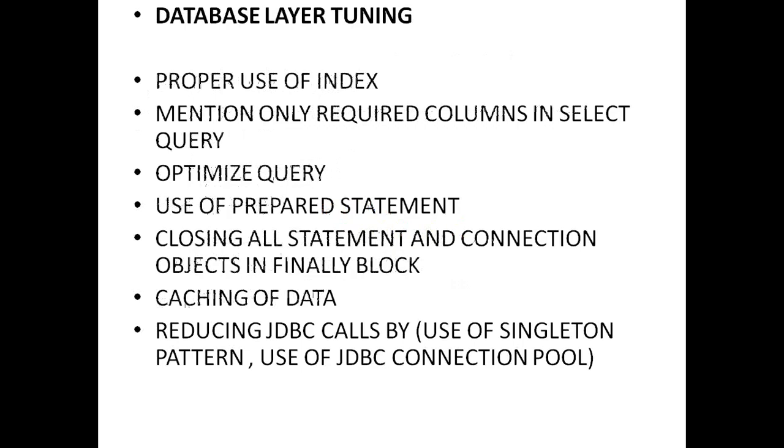Now, database layer tuning. In every application, we have a DAO layer, the data access object layer. Whether I am using Hibernate, Spring JDBC, or plain JDBC, there are some thumb rules where you can always tune your database layer. Whenever you are using any select query or a Hibernate query, try to mention only the required columns. We have a bad habit of using select star from table. Don't use star. Use the columns which you really want to fetch. This will improve the performance for sure.